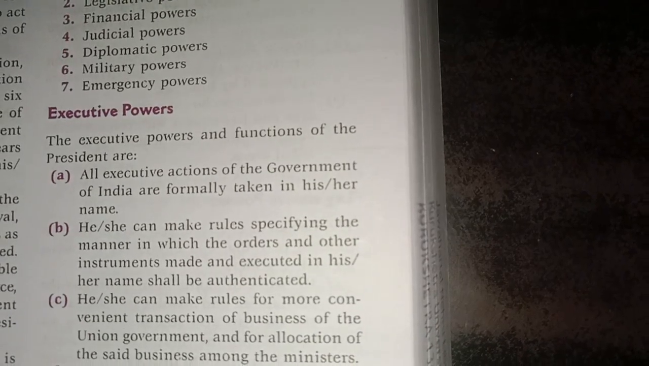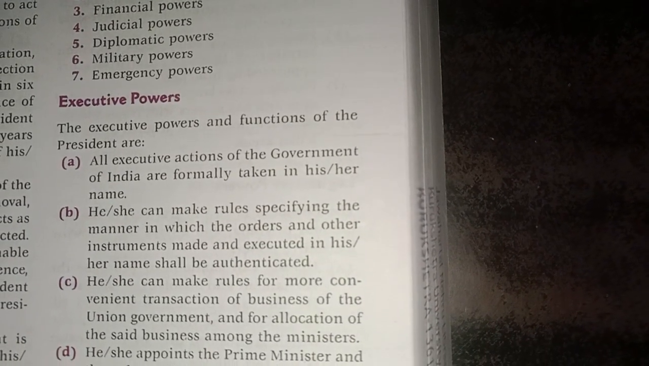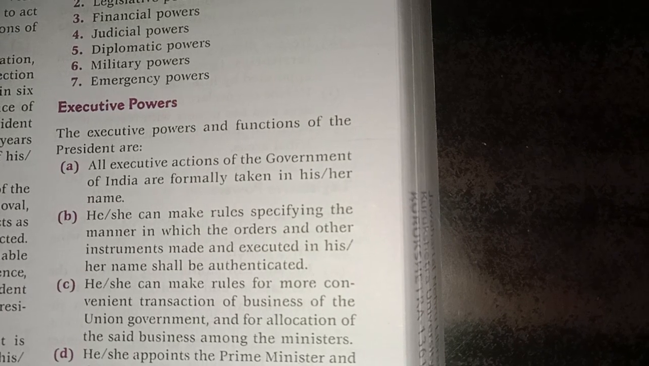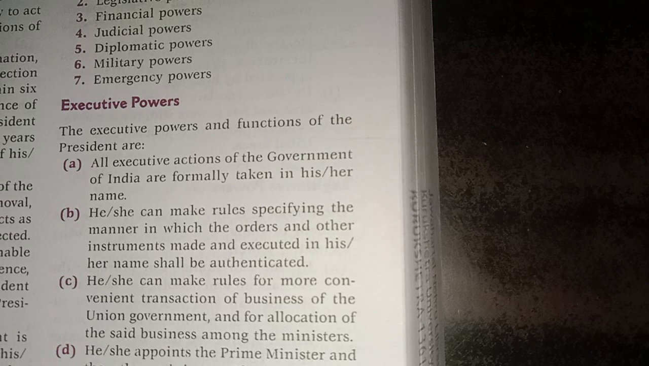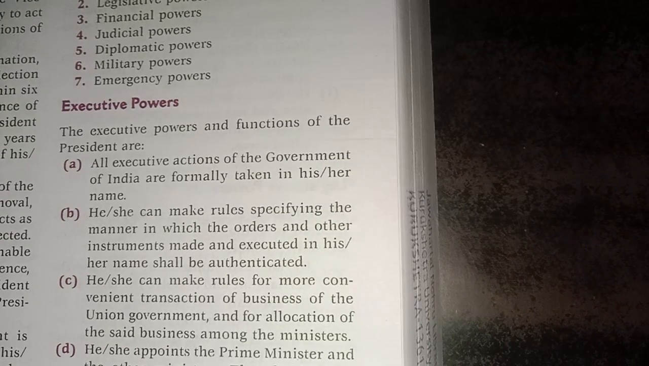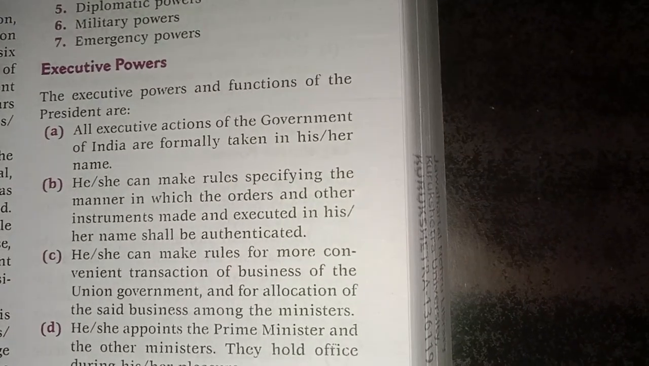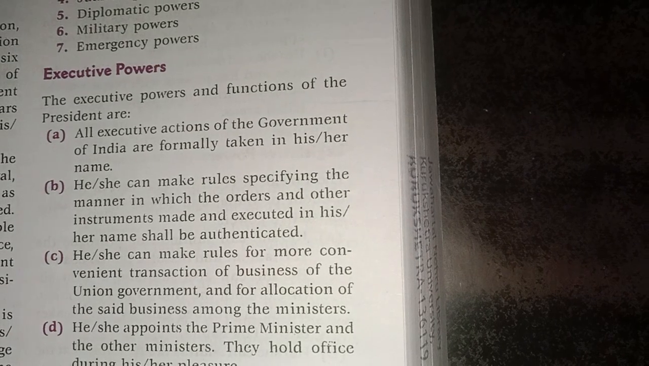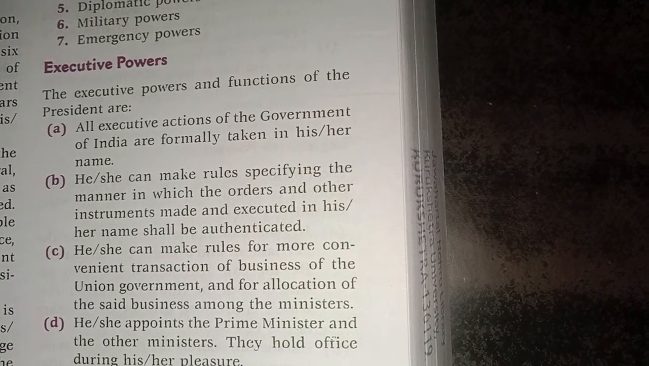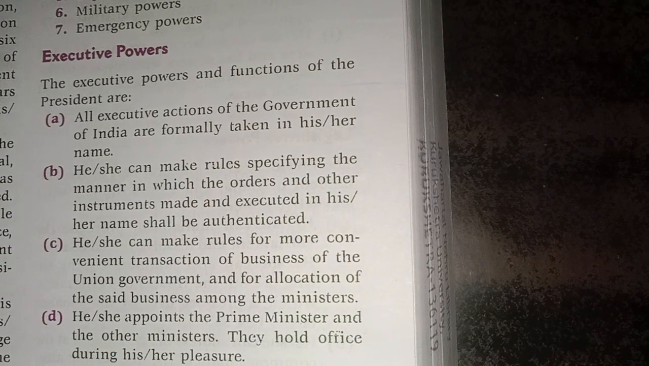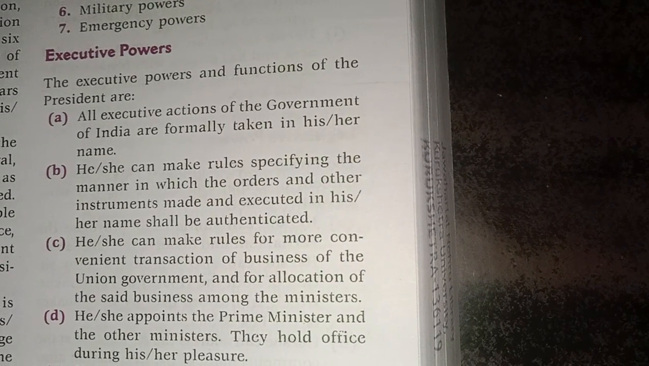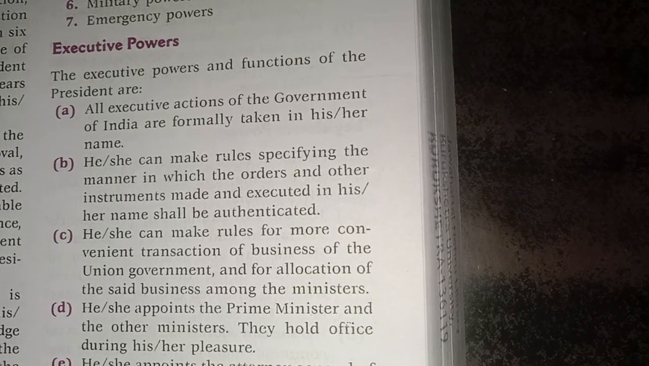Executive power. The executive powers and functions of the president are: A. All executive actions of the government of India are formally taken in his or her name. B. He or she can make rules specifying the manner in which the orders and other instruments made and executed in his or her name shall be authenticated.